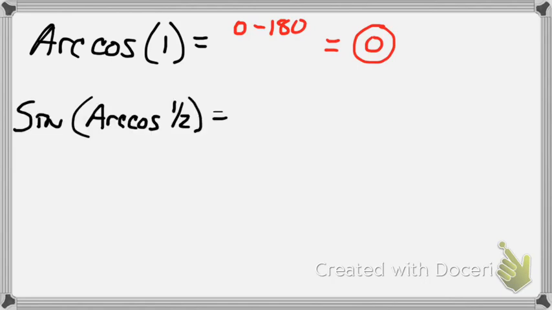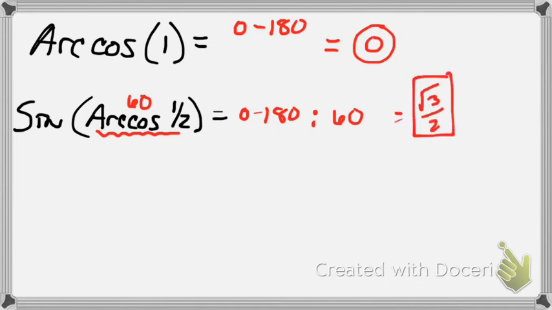Next question. Find the sine of the arc cosine of a half. What angle has a cosine of a half in the 0 to 180 realm? 60. So in the parentheses, the answer is 60. And then we are asked to take the sine of 60. That answer is root 3 over 2.